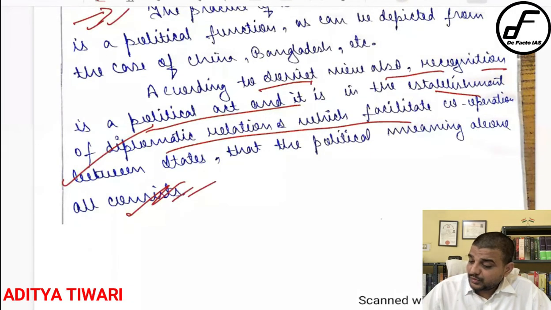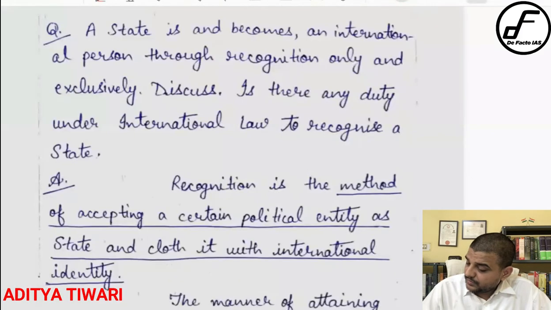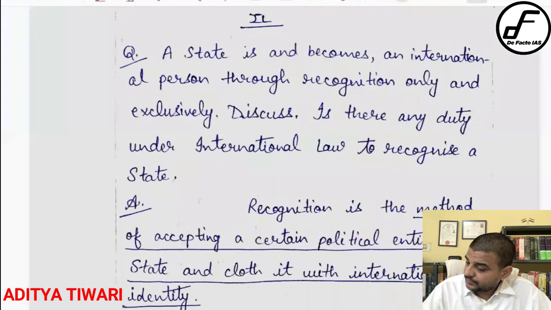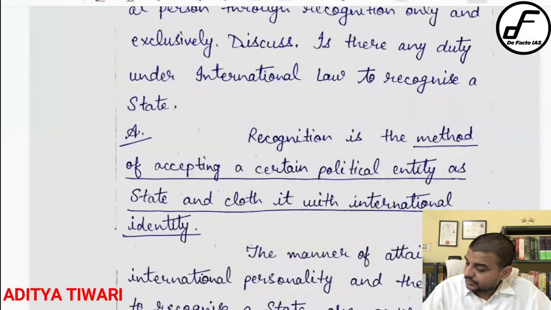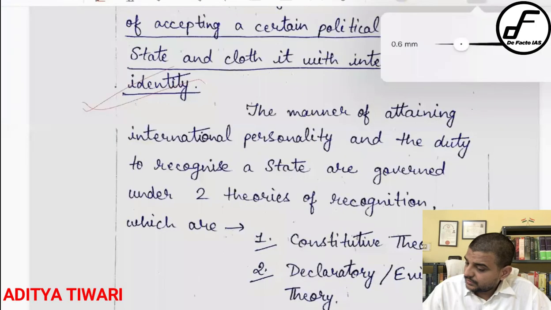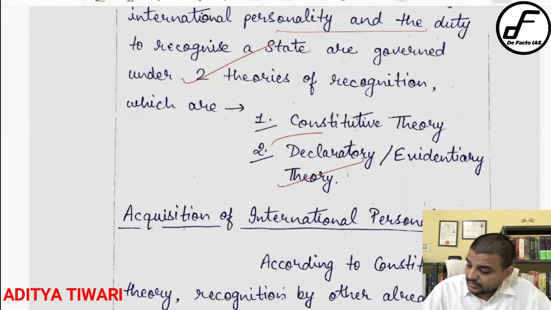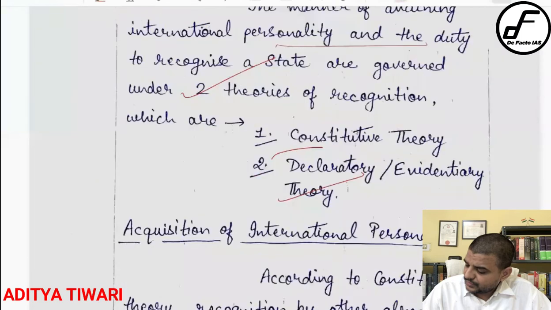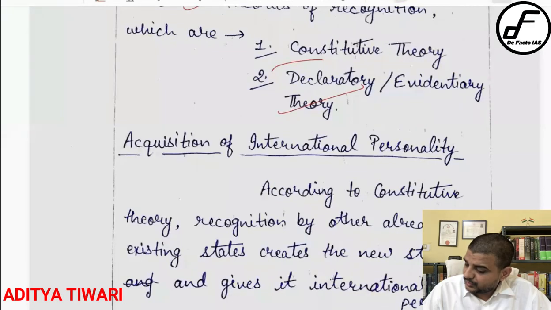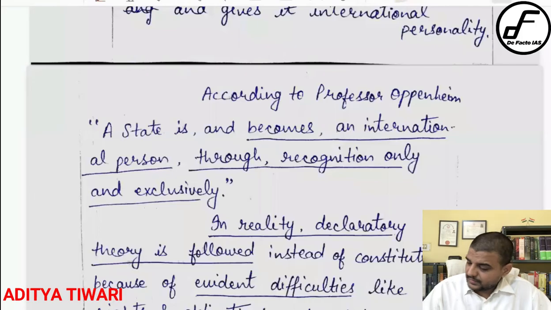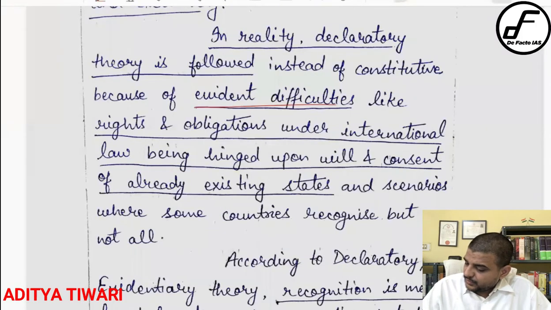This person has also written, I don't know what his name is, that recognition is a method of accepting certain political facts. Now again, see, here you could have written something more, right? Very little amount. Write more. Introduction. Then write the two theories, very simple, very typical theories. International event. Then the existing state comes into the picture, according to the declaratory theory.